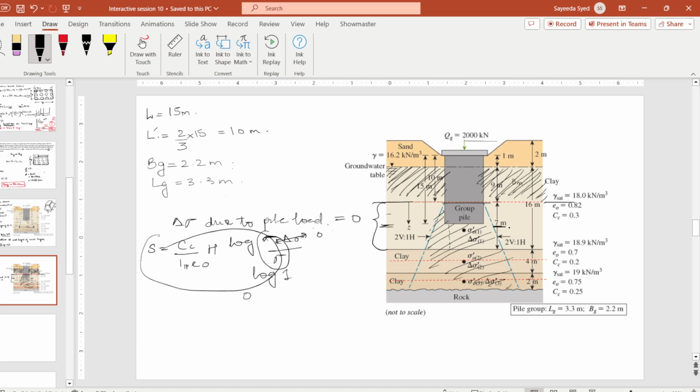Delta sigma 2 will be equivalent to 2000 over (3.3 plus 9) times (2.2 plus 9), and our delta sigma 3 will be equal to 2000 over (2.2 plus 12) times (3.3 plus 12). Okay, let's calculate this.